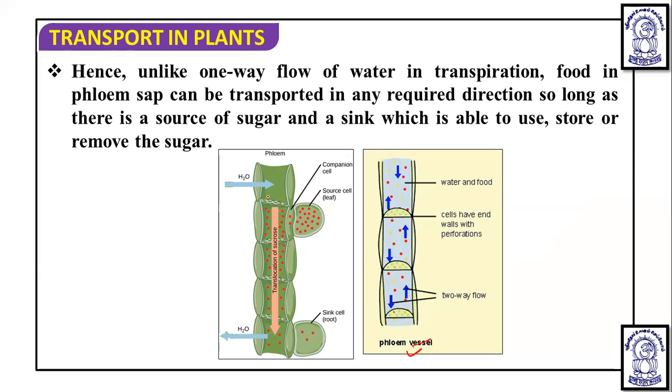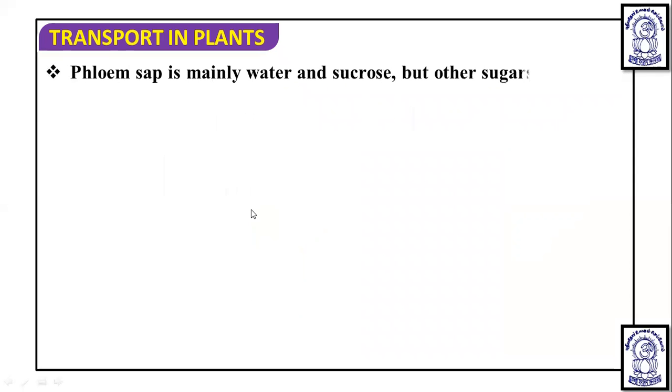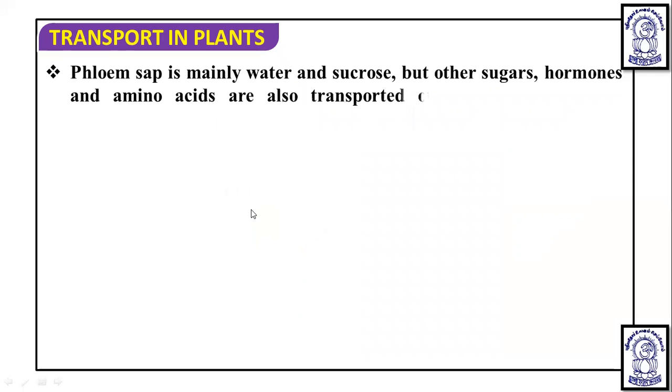So see what is happening here. This is the phloem. This diagram actually helps us to understand the mass flow hypothesis, which we are going to discuss. So, if we talk about the phloem sap, what is there in the phloem sap? During transport, mainly water and sucrose are there in the phloem sap. But other sugars, hormones, and amino acids are also transported or translocated through this phloem.